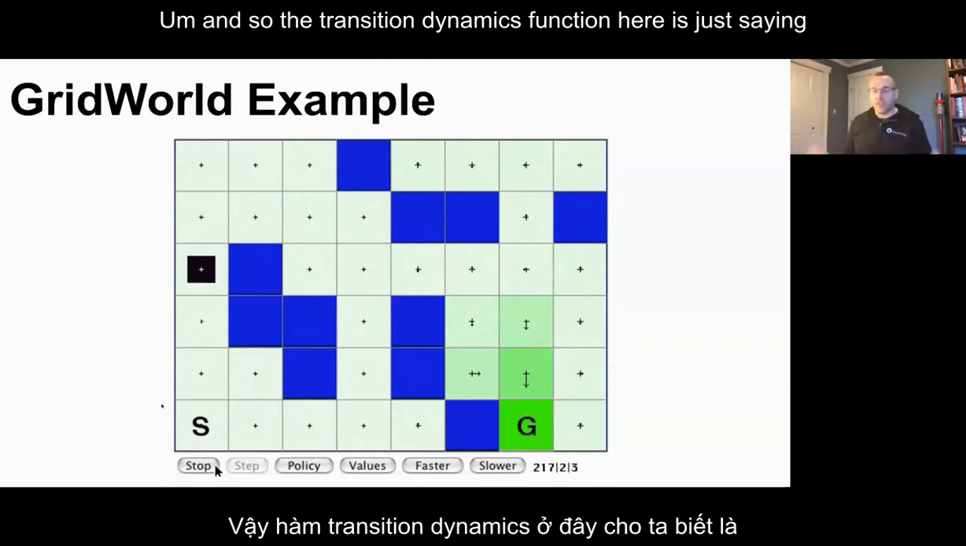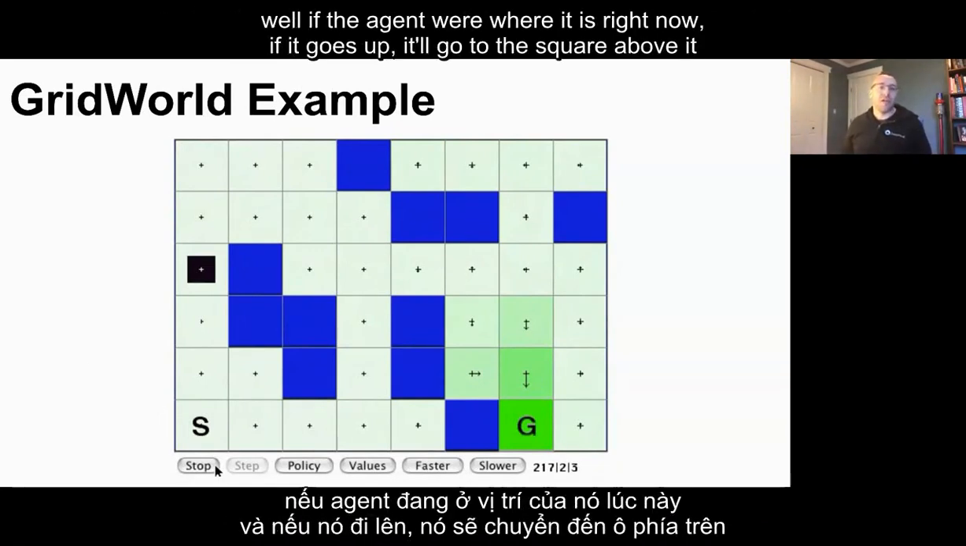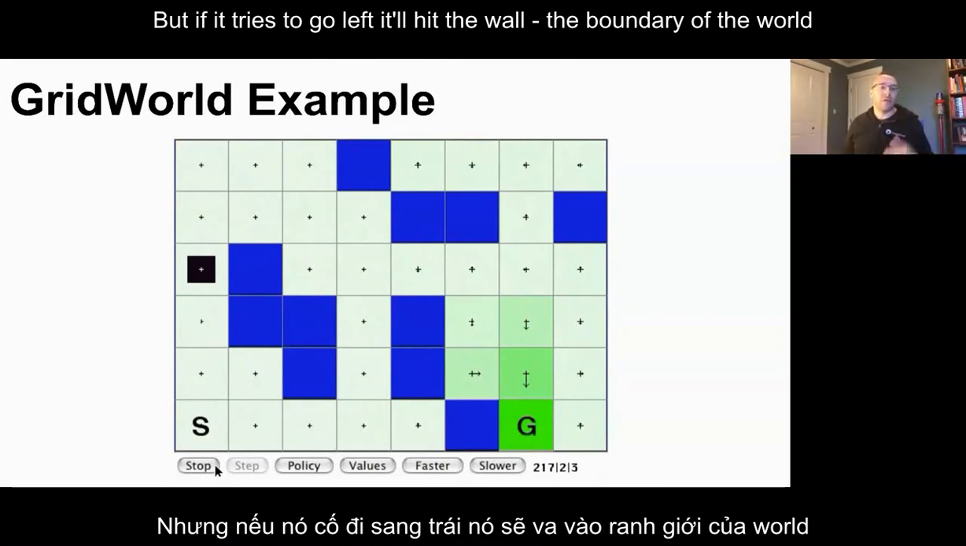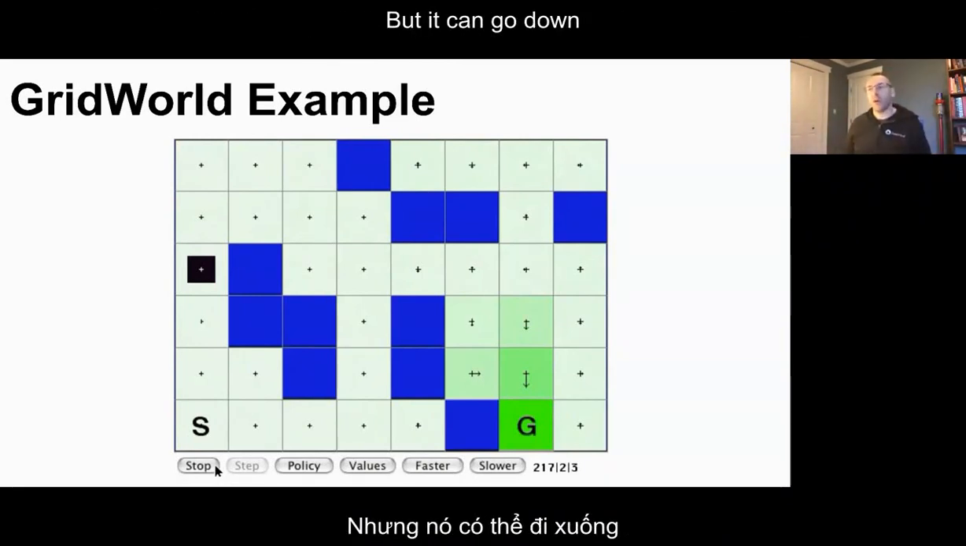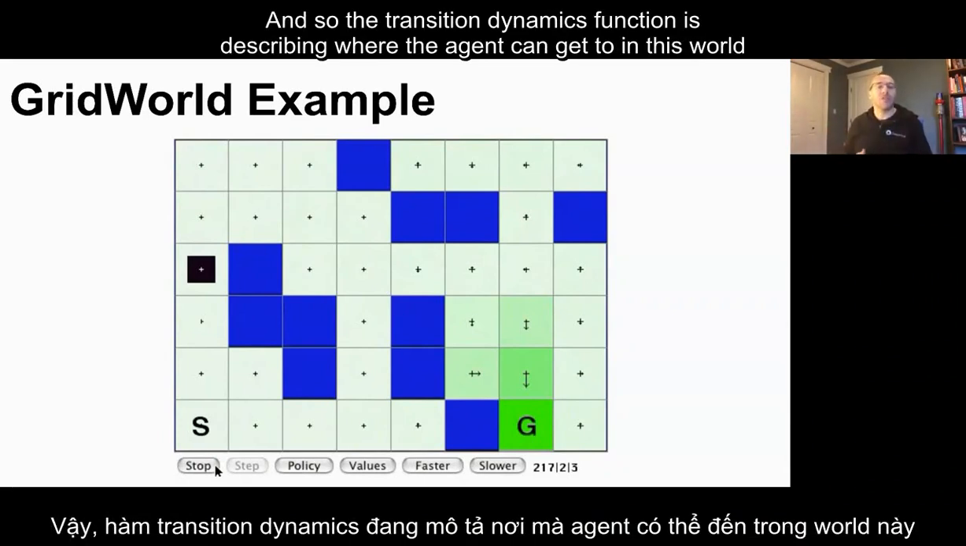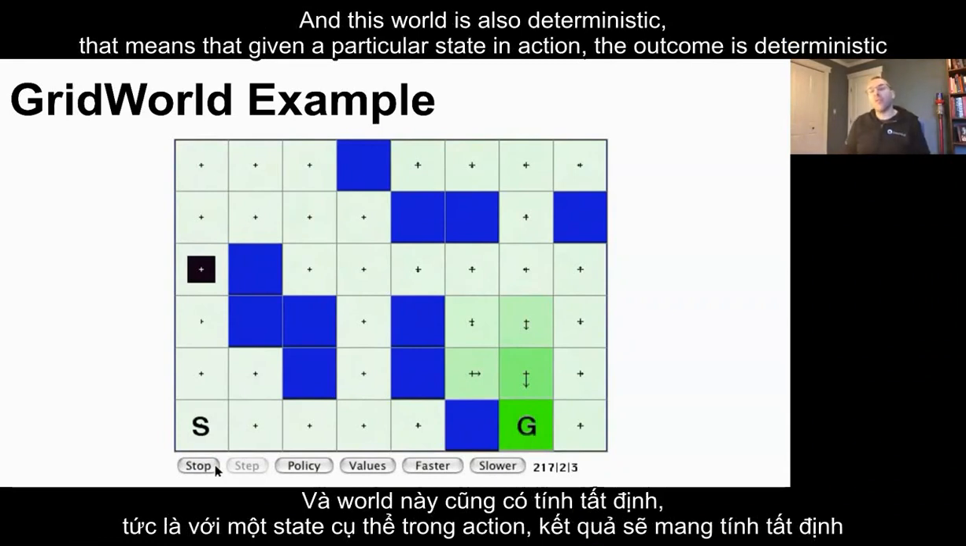And so the transition dynamics function here is just saying, well, if the agent were where it is right now, if it goes up, it'll go to the square above it. But if it tries to go left, it'll hit the wall, the boundary of the world. If it goes right, it'll hit the other wall, but it can go down. And so the transition dynamics function is describing where the agent can get to in this world. And this world is also deterministic. So that means that given a particular state and action, the outcome is deterministic.